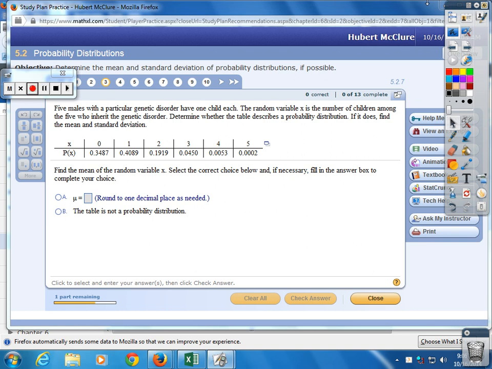What's the last number? 0002, three zeros and a 2. Do they equal 1? I hope they do. Good.